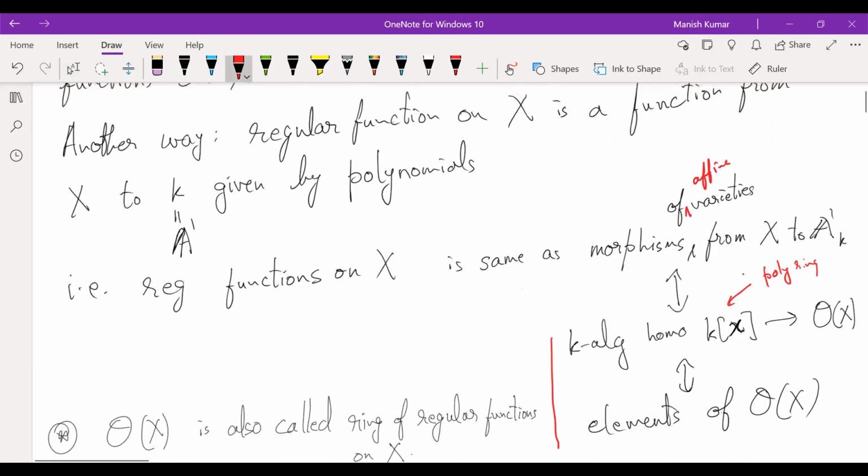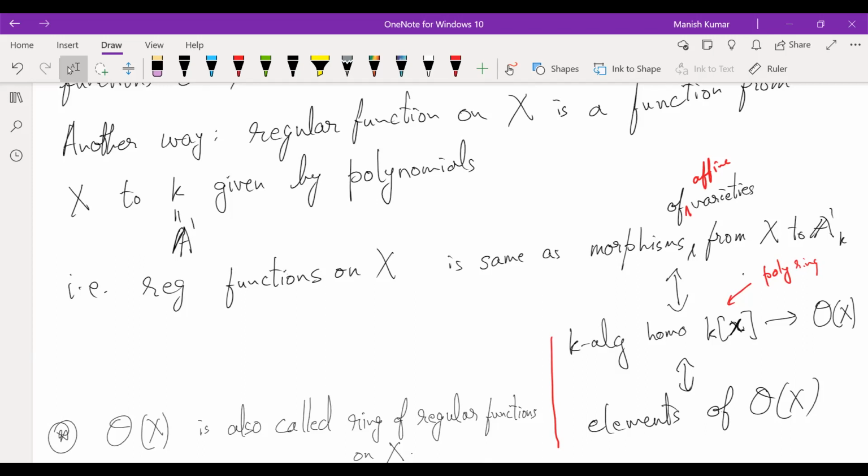Note that giving a k-algebra homomorphism from the polynomial ring is the same as saying where x goes. You just have to say where x goes, and that determines the whole k-algebra homomorphism. That is the same as an element of O_X. So elements of O_X are in bijection with k-algebra homomorphisms from k[x] to O_X, which is in bijection with morphisms from X to A^1_k. So these are all the same concepts.